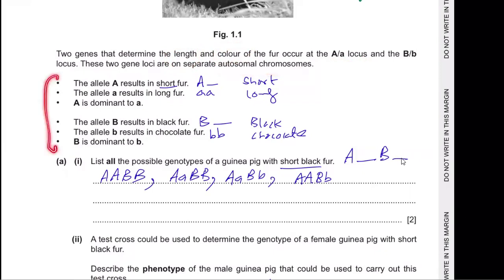Whenever you are given these kinds of bullets, I encourage you to annotate them on the paper while reading. For instance, they have mentioned that allele capital A is for short fur, which means capital A dash is short fur. Capital A dash means capital A with another capital A, or with a small a, is short fur. Small a is long fur. They have told you that capital A is dominant to small a.